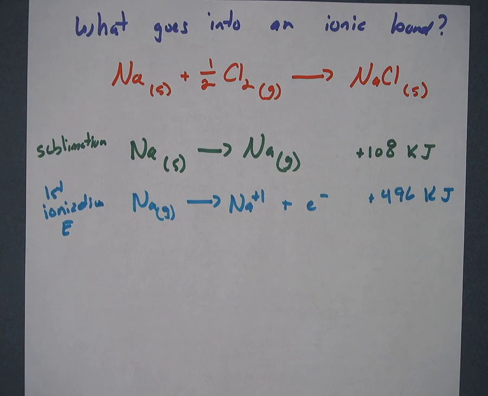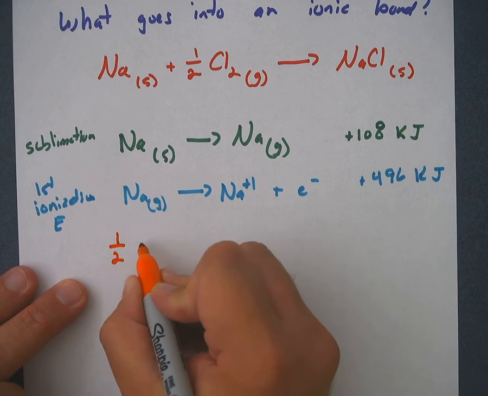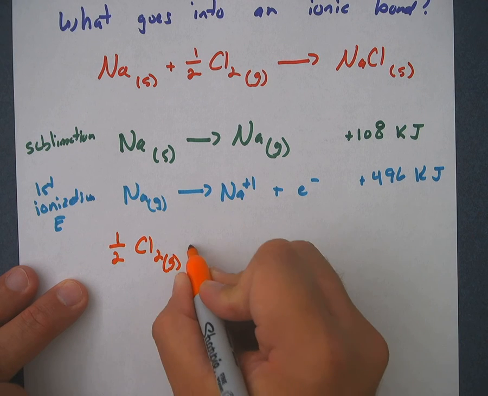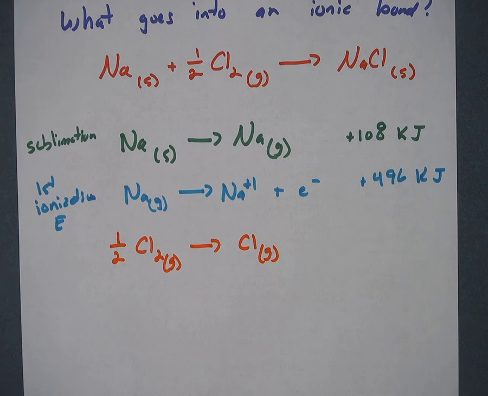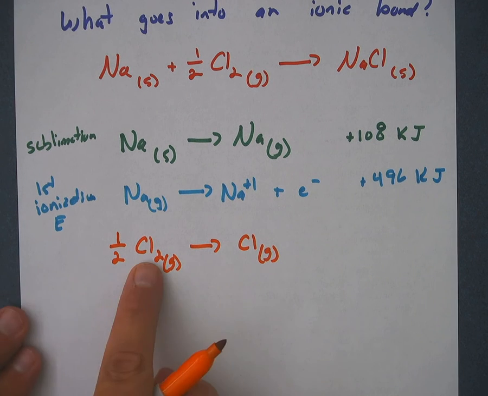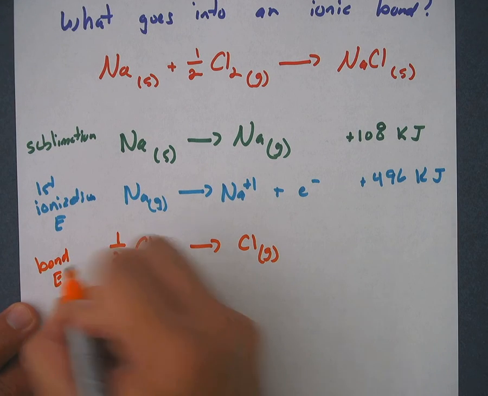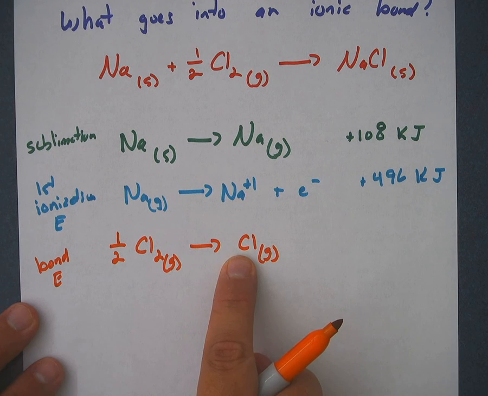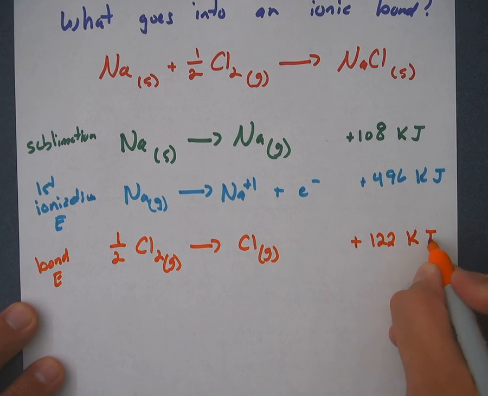The next steps are going to talk about chlorine. We have this uncomfortable fact that chlorine is diatomic. For us to turn chlorine gas into a plain old chlorine atom, which is kind of a radical, we have to break the chlorine-chlorine bond. That's just called bond energy. For half a mole of diatomic chlorine to turn into 1 mole of chlorine atoms, the value is 122 kilojoules.